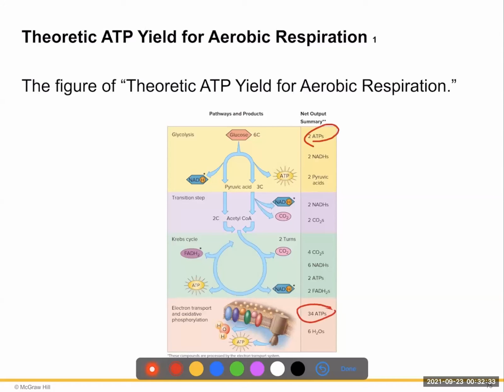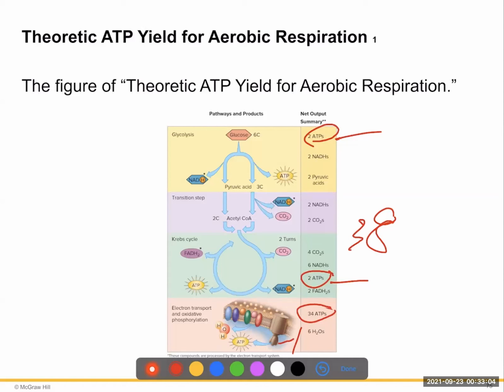So 34, 36, roughly 38 ATPs. 34 in the electron transport chain, 2 in the Krebs cycle, and 2 in glycolysis, for a total of 38. So you can see electron transport chain with oxygen makes a big difference. We go from 4 to 38 ATPs. So most of the eukaryotic cells' production of ATP is in the electron transport chain, in the presence of oxygen.